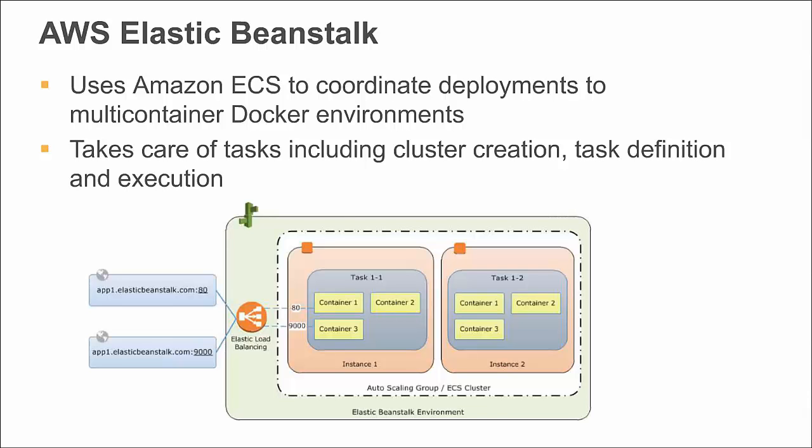Elastic Beanstalk is an easy-to-use service for deploying and scaling web applications and services developed with Java, .NET, PHP, Node.js, Python, Ruby, Go, and Docker on familiar servers such as Apache, Nginx, Passenger, and IIS. When using multi-container environment on Elastic Beanstalk, your containers are actually deployed on ECS. In this situation, Beanstalk will create all the resources for you: cluster, task definition, ELB, and so on.